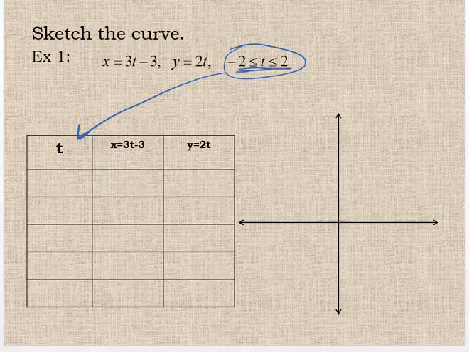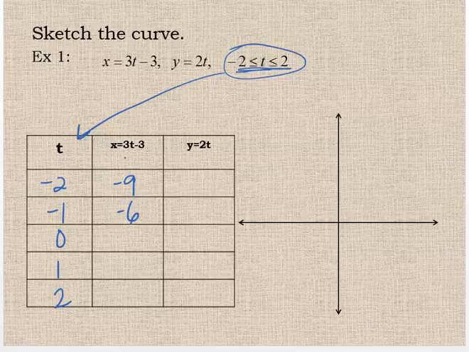So this inequality tells me I need to start at -2 and go all the way to +2. So -2, -1, 0, 1, and 2. Now for my x's, all I need to do is plug those t values into the equation. So 3 times -2 is -6, minus 3 is -9. Then -1, 3 times -1 is -3, minus 3 is -6. 0 times 3 is 0, minus 3 is -3. 1 times 3 is 3, minus 3 is 0. 2 times 3 is 6, minus 3 is 3. There are my x coordinates.